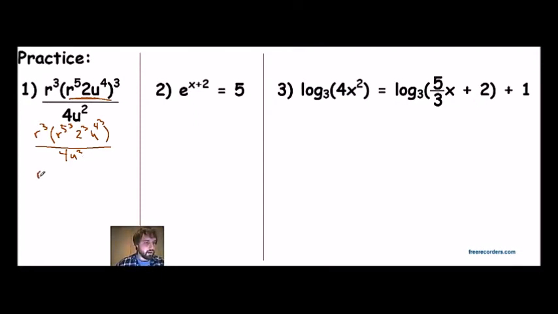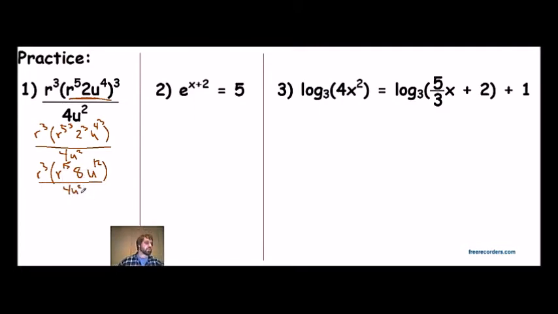So we've got r cubed times r, powers of powers. We said we can multiply because I have 3 groups of r to the 5th, so this becomes r to the 15th. 2 cubed is a number, so that's just 8. u to the 4th to the 3rd, like 3 groups of 4. So multiplication, we have 12 of them now. Still over our 4u squared.